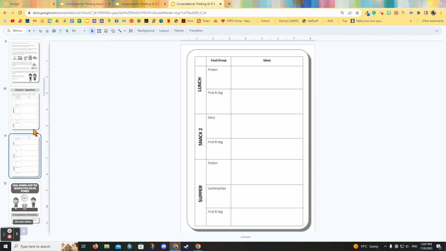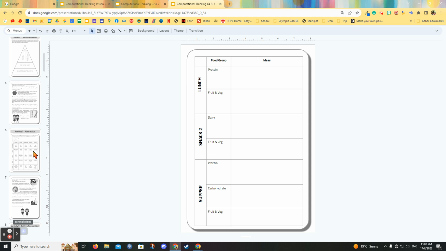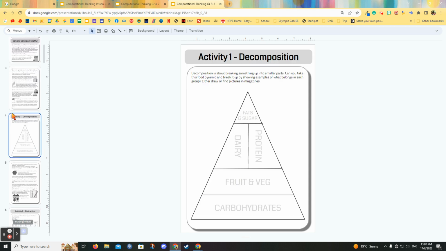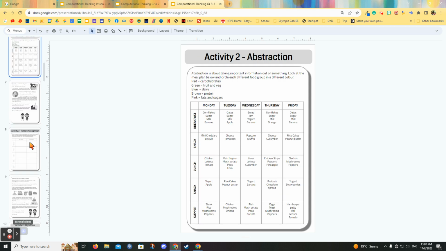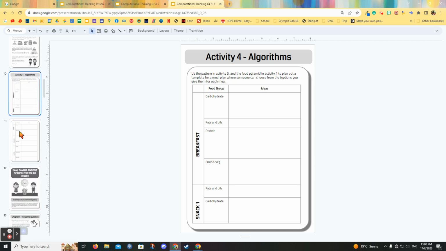So that's the introduction. It's got all four parts of computational thinking: decomposition, abstraction, pattern recognition, and algorithms. In this example, each of the four is specifically introduced, whereas in the rest of the story, it's various computational thinking skills that are grouped together in different problems.